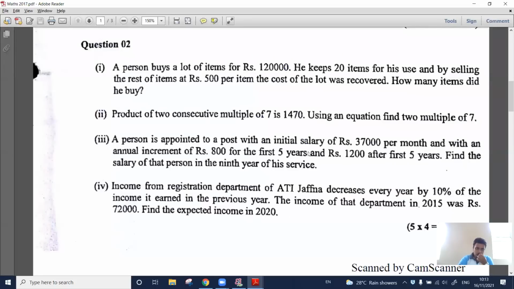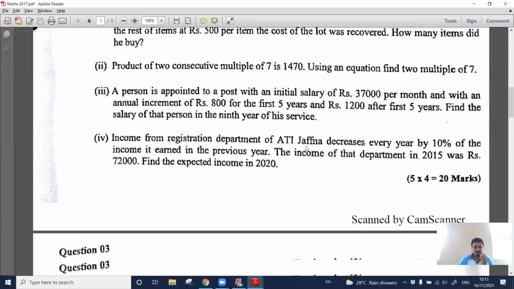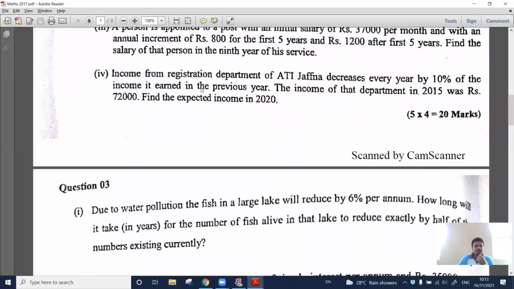Then part 4. Income from registration department of ATI Jaffna decreases every year by 10%. Registration income එක හැම අවුරුද්දෙම 10% ගානේ වැඩි වෙනවද අඩු වෙනවද? Is it increasing or decreasing?